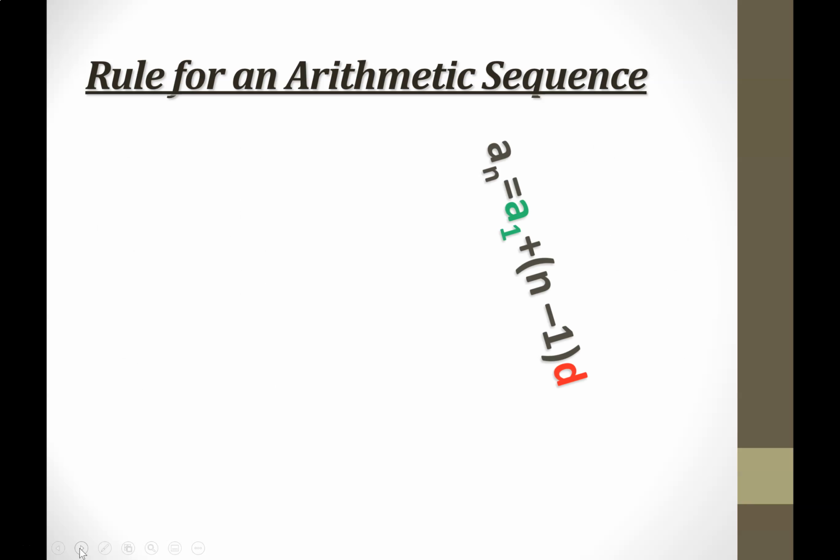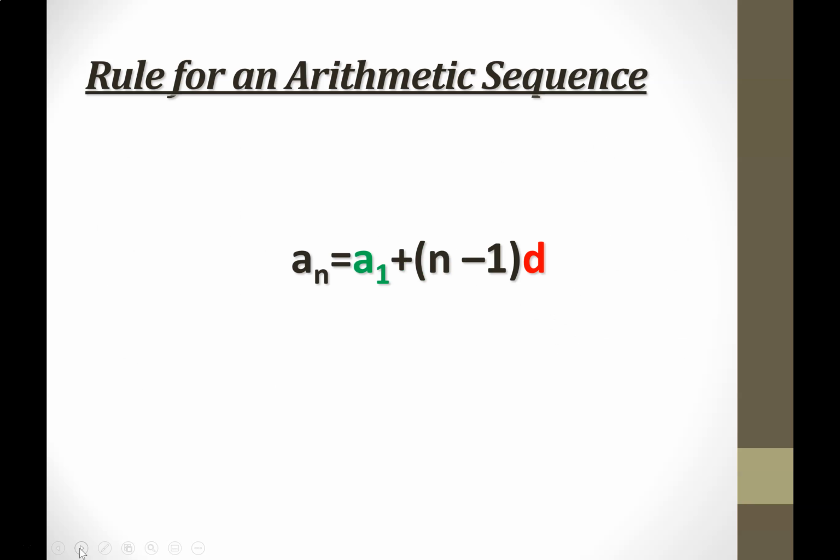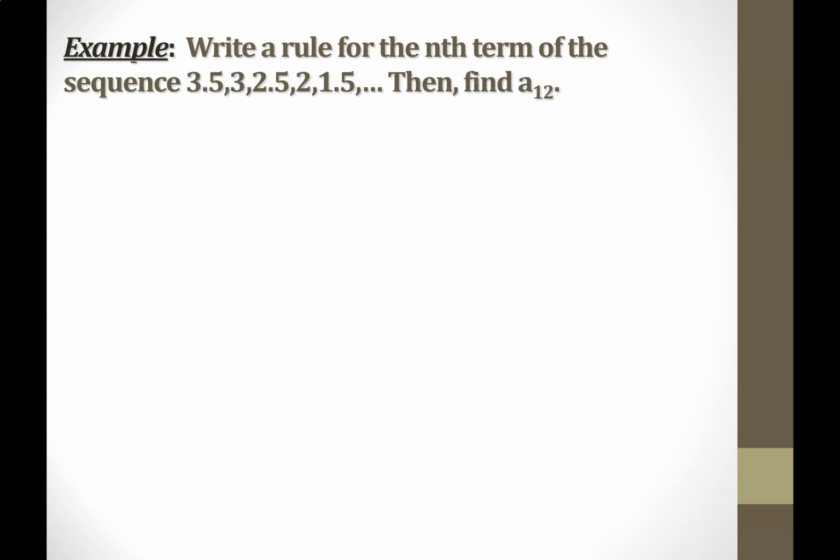Remember, this is how you find your rule for your arithmetic sequence. Remember what all of those parts represent. The a sub 1 is going to be your first term. The n is the number of terms, and the d is your common difference. Copy it down. Make sure you have your pen, pencil, calculator, notebook. If you don't have a calculator, open up Desmos.